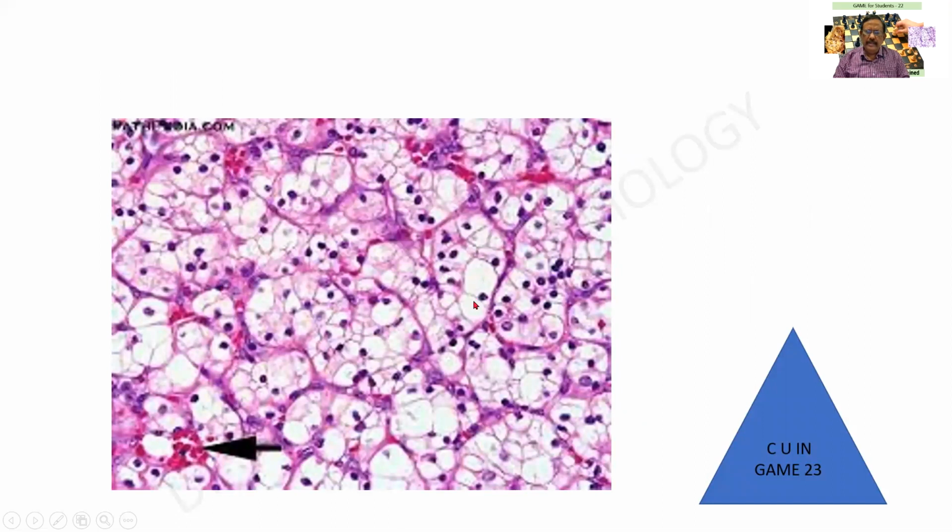Again, appreciate the clear cells arranged in nests. This is the nucleus over here. The cytoplasm is clear, the septate.